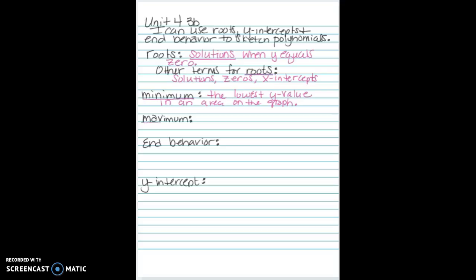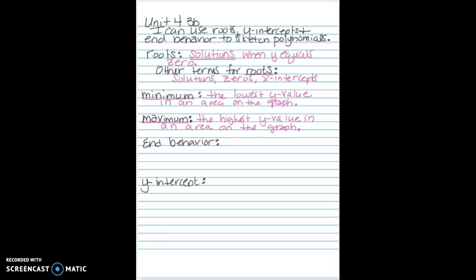Okay, our next one is maximum. A maximum is the highest y value. Again, please notice that we said y value. It is not an x value, and it is the highest y value in an area on the graph. Again, it does not have to be the highest y value on the graph, period, but it does have to be the highest in an area.